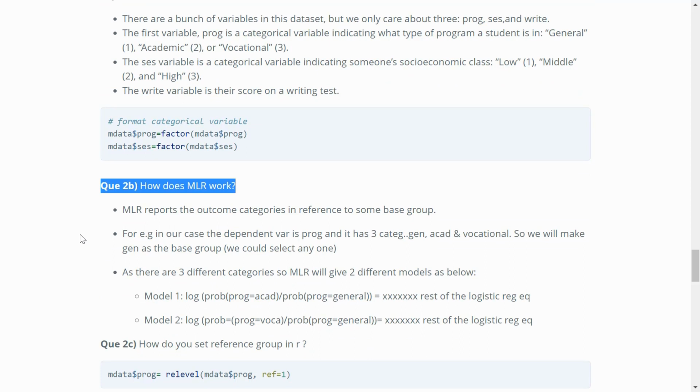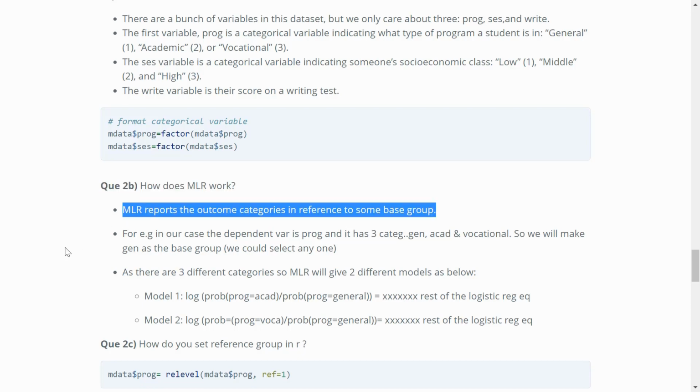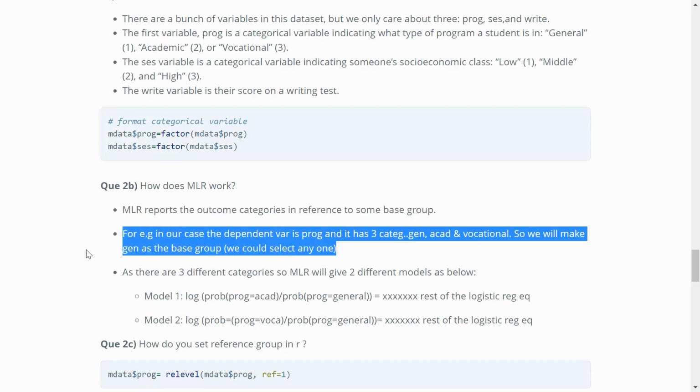But before performing MLR, we will first have to understand how MLR works. So let's refer to question 2b, which answers this question. Now point 1 here says MLR reports the outcome categories in reference to some base group. For example, in our case, the dependent variable is PROG and it has 3 categories: general, academic and vocational. So we will make general as the base group. We could select any one, but we will have to make one category as the base group. So in this case, we are selecting general as the base group.